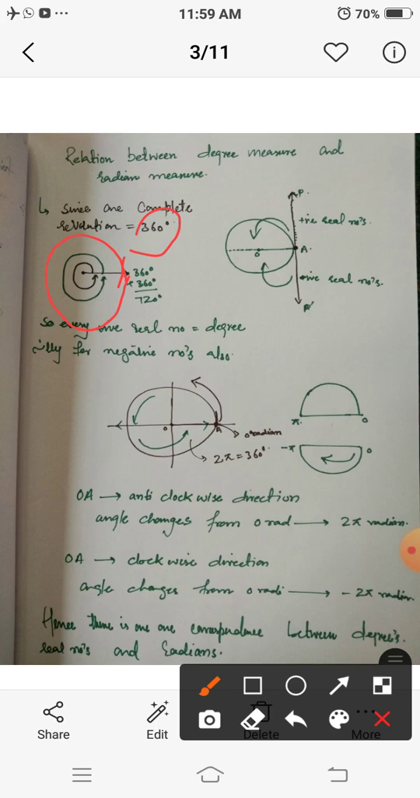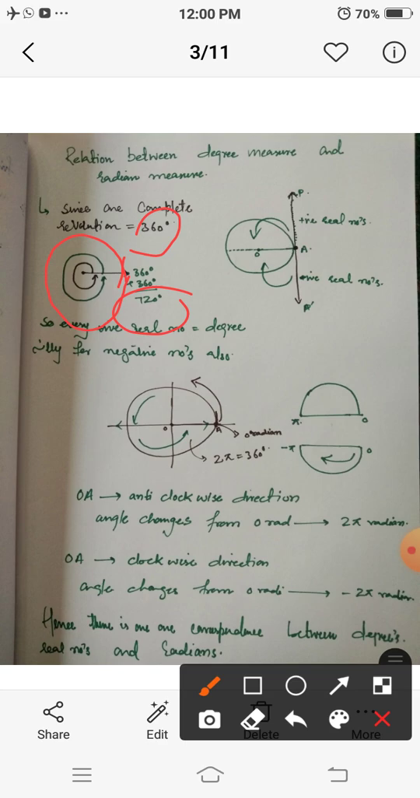Similarly, if we give one and a half revolutions, or two revolutions about the same point, where the terminal position of this ray after two revolutions is the same as the initial one, then the angle subtended is simply 720 degrees, because one revolution is 360, so two revolutions equal 720 degrees.